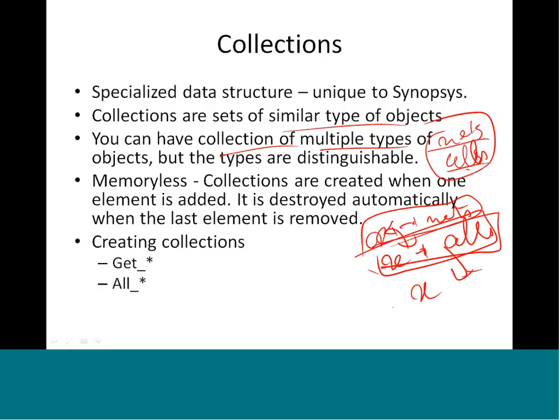The other important thing to note about collections is that collections are memoryless. It is created when at least one element gets added, and it is destroyed automatically when the last element is removed. So by itself it does not have any kind of bearing on what we do. And for creating collections there are two commands. One is get star, which is a typical command for creating collections, and then all underscore star is also another command.